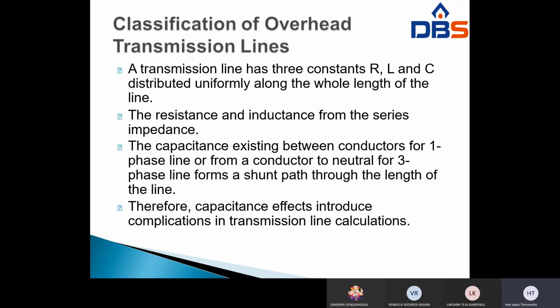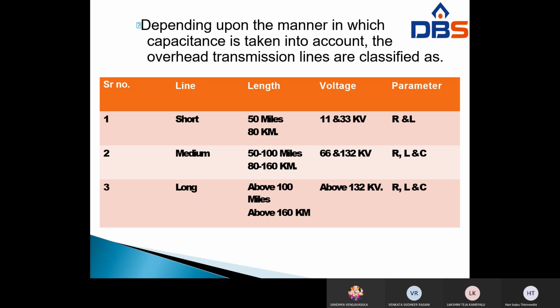Depending upon the length of the lines, the overhead transmission lines are broadly classified into short transmission lines, medium transmission lines, and long transmission lines. When the length of the overhead transmission line is up to about 50 kilometers or 50 miles, whatever it may be, and the line voltage is less than 20 kV, then only that type of line is called a short transmission line.